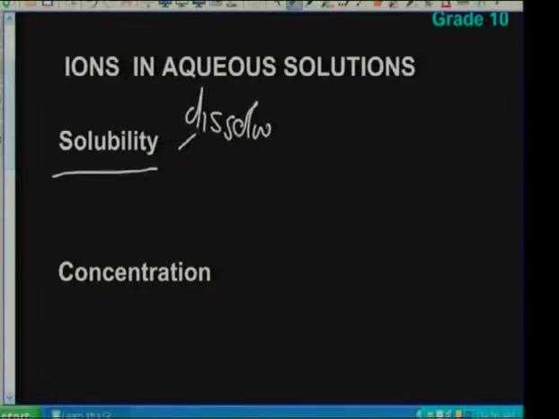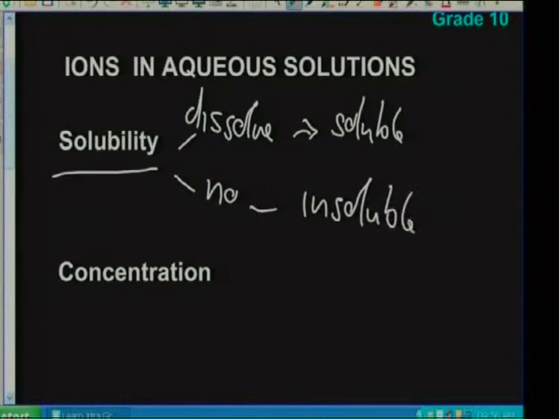When something dissolves, we say it is soluble. If it does not dissolve, then we say it's insoluble. The reason is that the forces between the particles, the ions in the solute, or the molecules themselves, don't want to get separated, and so they don't dissolve. Okay, so that's one thing.